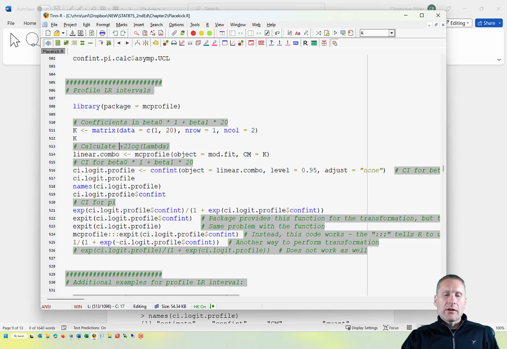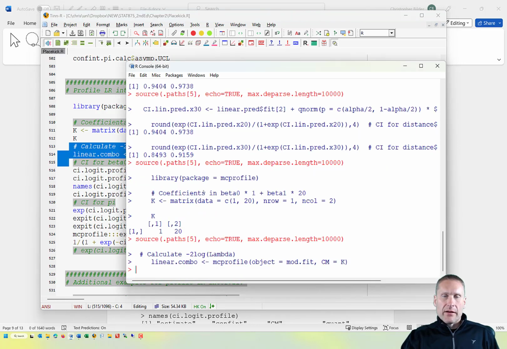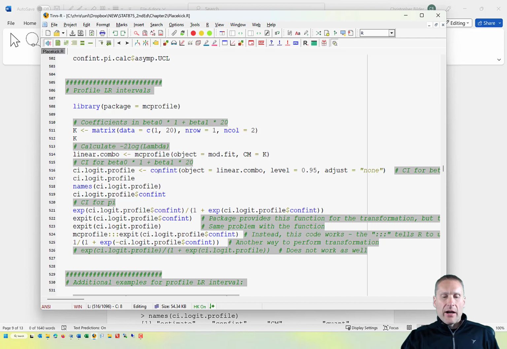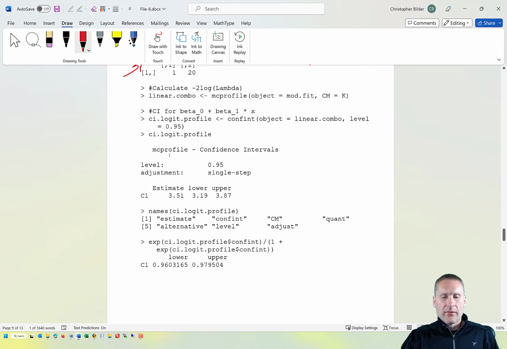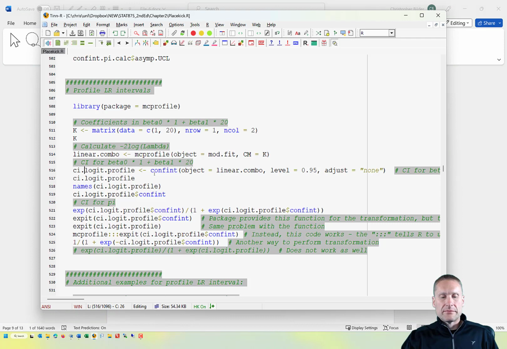And so what R is going to do is calculate a whole bunch of -2 log lambda functions corresponding to the restrictions that you would have to lambda for this profile confidence interval. And so if I go ahead and do that, it does the calculations. Let me come back over here. And so this does a whole bunch of -2 log lambda calculations.